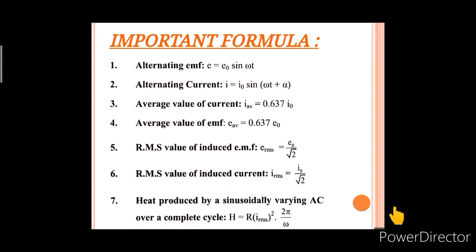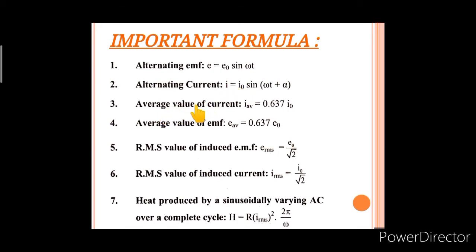First of all, as we know, the alternating EMF E is given as E0 sin omega t, where E0 is the peak value of the alternating EMF, or we can say it is the maximum value of the alternating EMF in either direction. Then the alternating current I is given as I0 sin (omega t plus alpha), where alpha represents the phase difference between the current I and the EMF, and I0 is the peak value of the current.